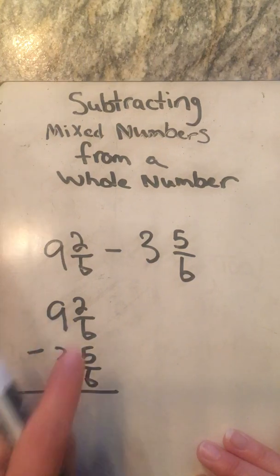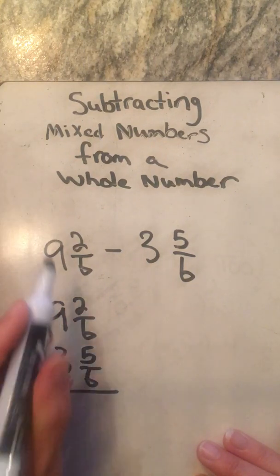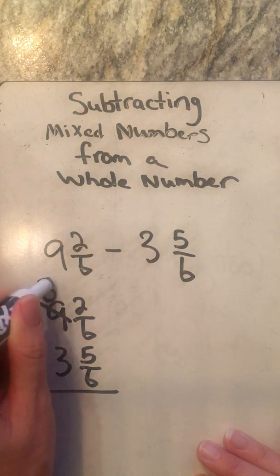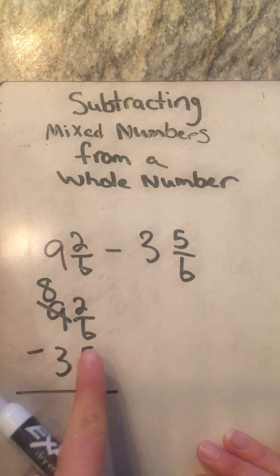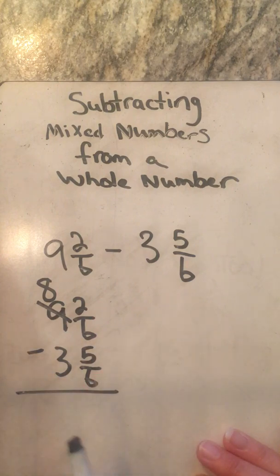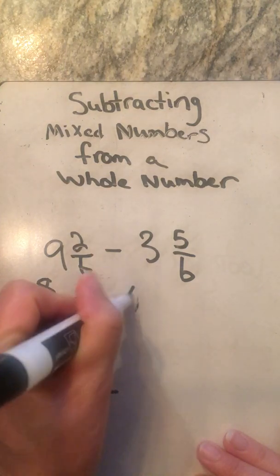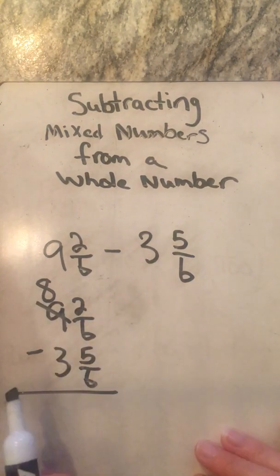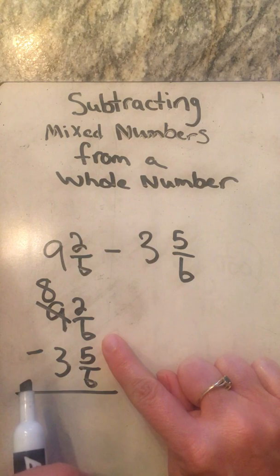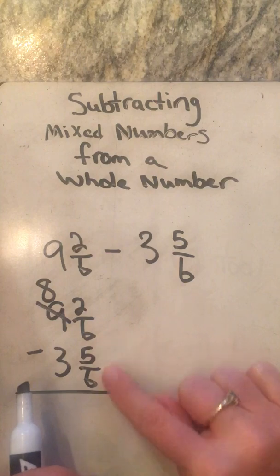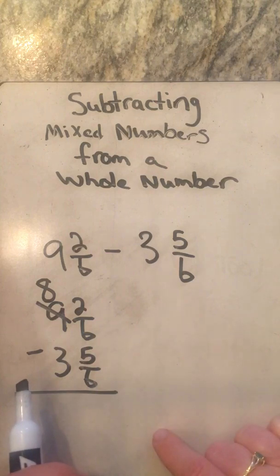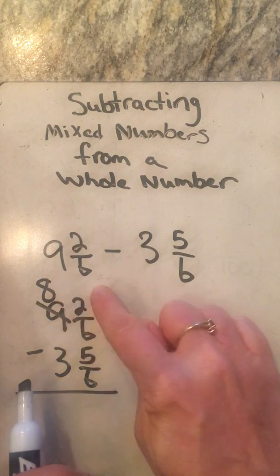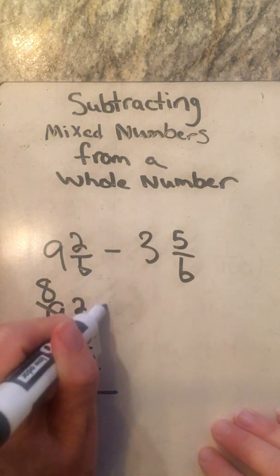So that means that we have to take one whole from this 9. That becomes an 8. I'm going to give that one whole to this 2/6. That way I can subtract this fraction from it. But we can't just write the number 1, right? We have to write the whole, or the 1, as a fraction. So that's when I said you have to look at your denominator. The denominator is going to let you know how many pieces there are in the whole. Since our denominator is 6, we know that our whole is going to be 6/6. So I'm going to give one whole, or 6/6, to the 2/6.